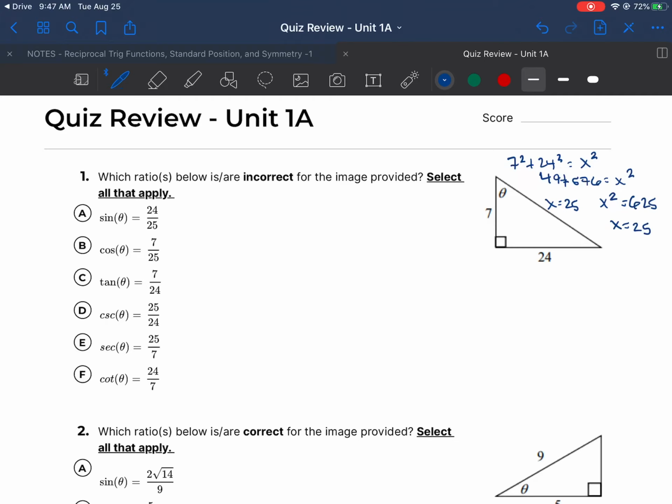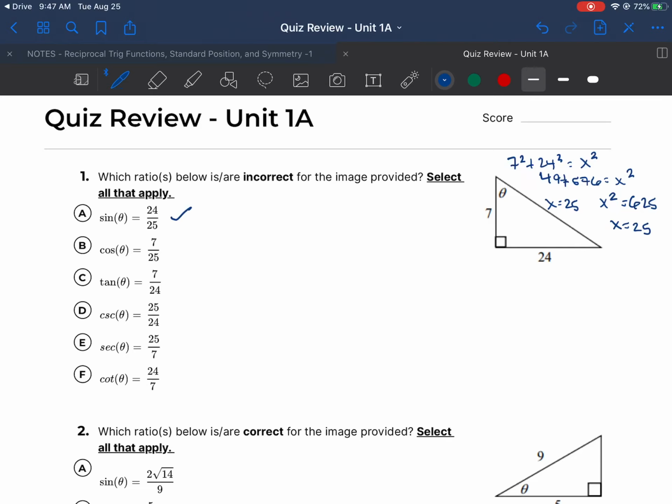Answer choice A says that the sine of theta is 24 over 25. Well, looking from theta, 24 is the opposite, and the hypotenuse is 25, so the sine is the opposite over the hypotenuse, so A would be correct, but we want the answers that are incorrect. So I'm just going to put a little check mark here. So A is a correct ratio.